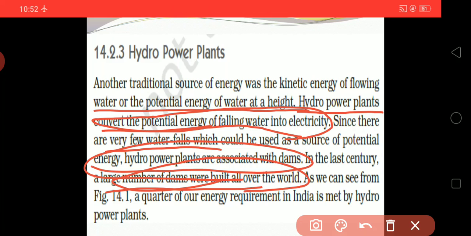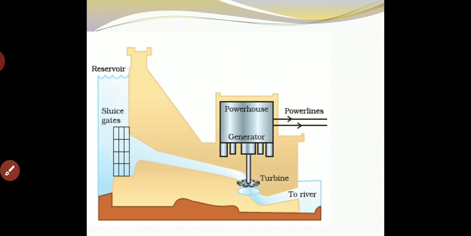As we can see from figure 14.1, a quarter of our energy requirement in India is met by hydropower plants. Here you can see the reservoir, and from the reservoir the turbine, then the powerhouse and generator, and the power line. The turbine will rotate, and due to the rotation of the turbine, electricity will be formed.